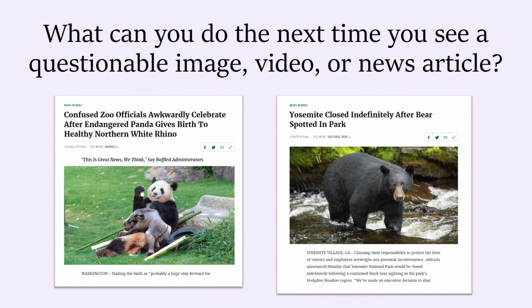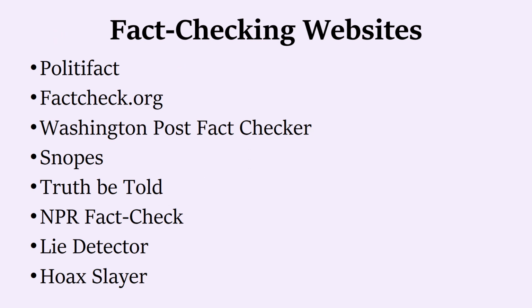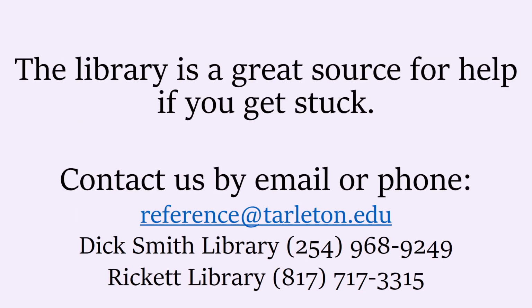So, what can you do the next time you see a questionable image, video, or news article? Use the SIFT method. If that still leaves you in doubt, ask a librarian for assistance. Here is a list of fact-checking websites that the librarians use to verify information, and you can too. Remember, when you read something online or in print, use the SIFT method to check its accuracy before you share it on social media, in email, or in a presentation for class.